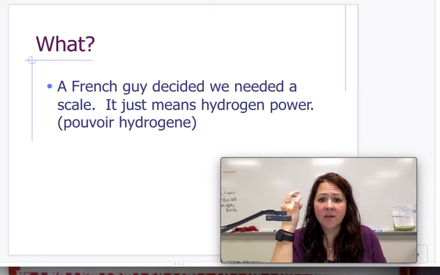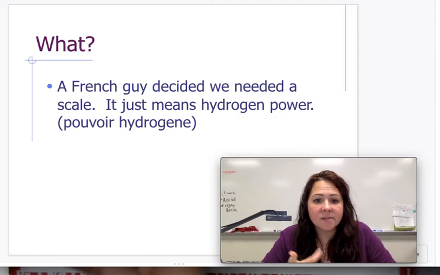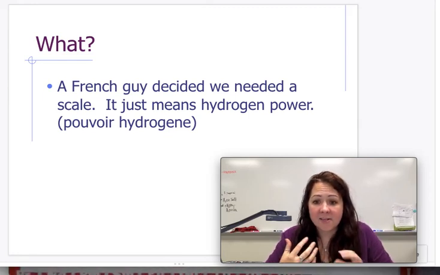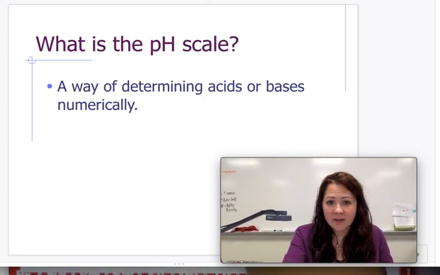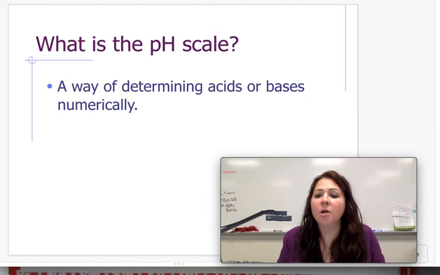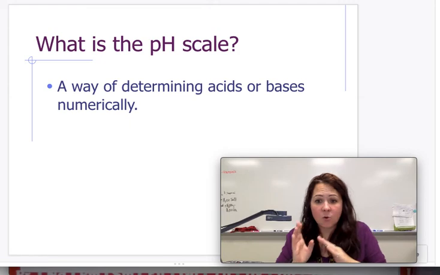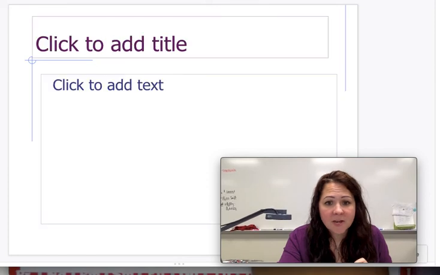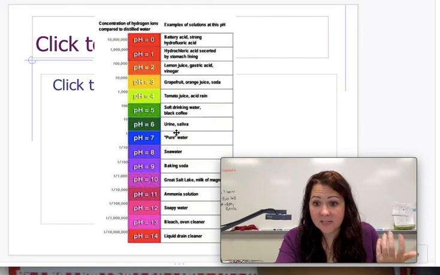So looking at your pH scale, again, it was a French person that decided that we needed some type of a scale to use this. He used a logarithmic scale to give us easy numbers to deal with, but it is the power of hydrogen, or pouvoir, and that is just how many hydrogen ions are present. So looking at our pH scale, we are going to mathematically determine a number between 0 and 14 to figure out if something is an acid or a base, or neutral if you're exactly at 7. In the little graphic here, a 7 is pure water. That would be like distilled water.